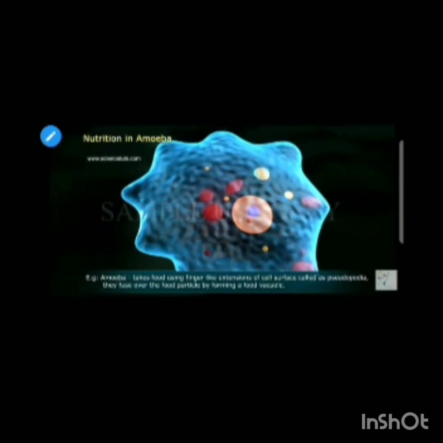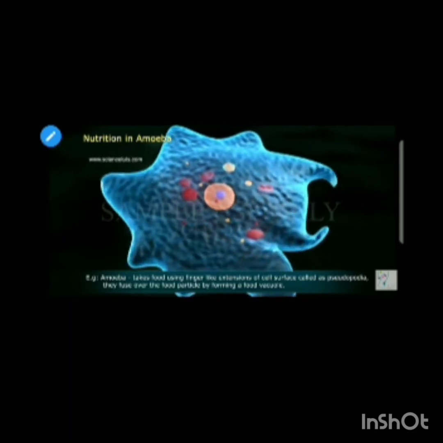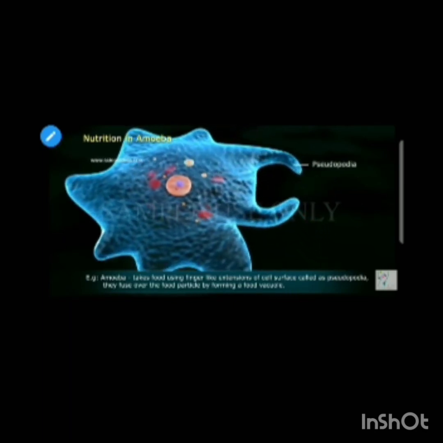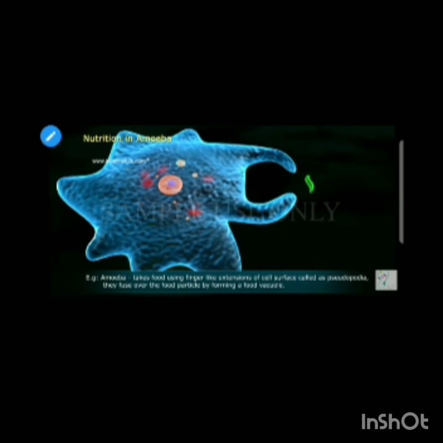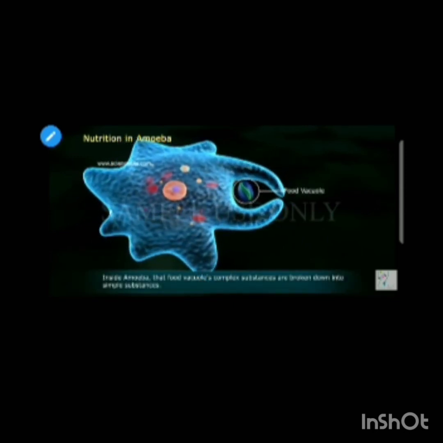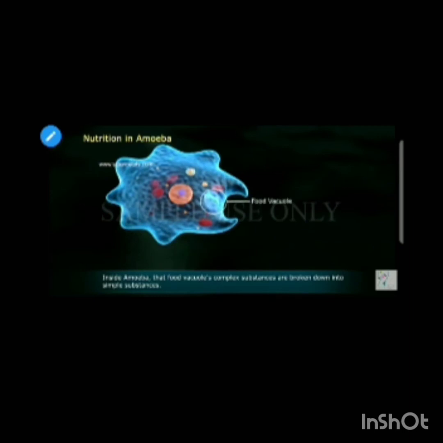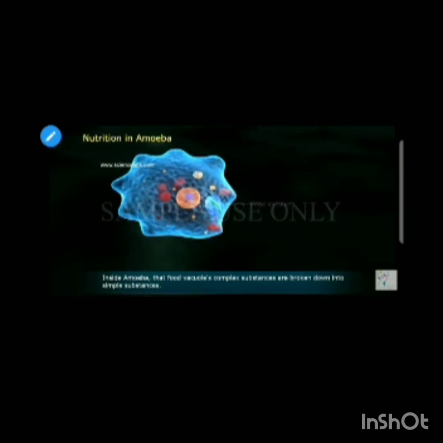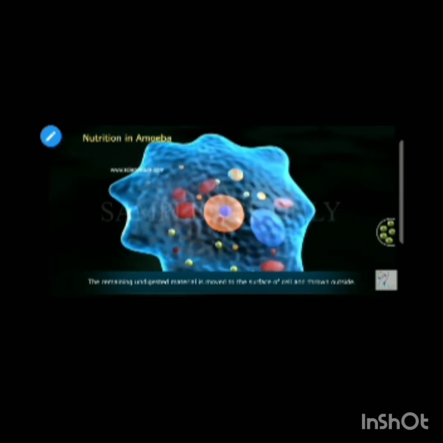Now, this unicellular microorganism is extending pseudopodia. When food reaches near it, the pseudopodia will extend and it will capture the food. The food will be trapped inside a food vacuole. Digestive enzymes will be released into the food vacuole. And as a result of this, the complex substances will be converted into simple substances and they are absorbed by the body of the amoeba. The unwanted waste materials will be thrown out of the body.